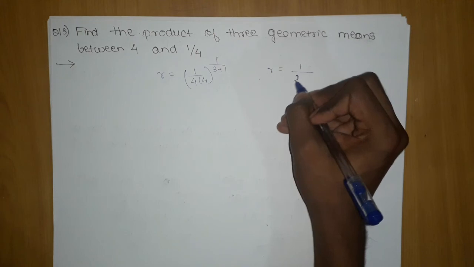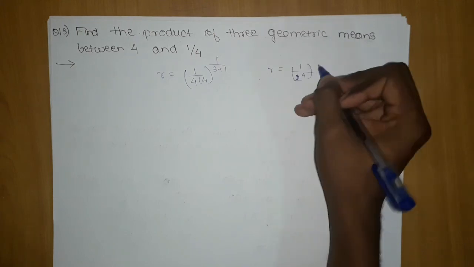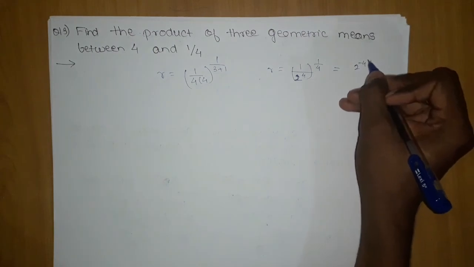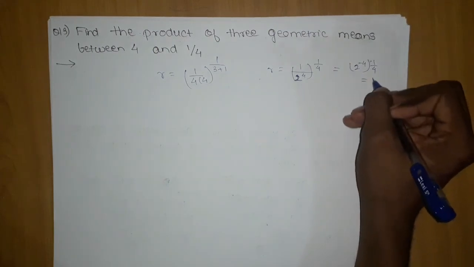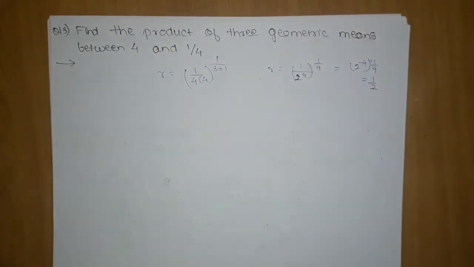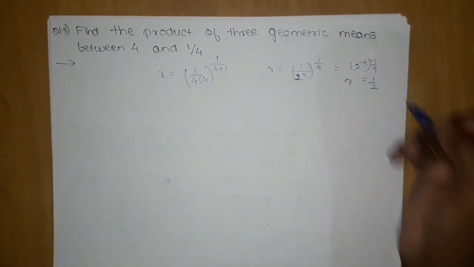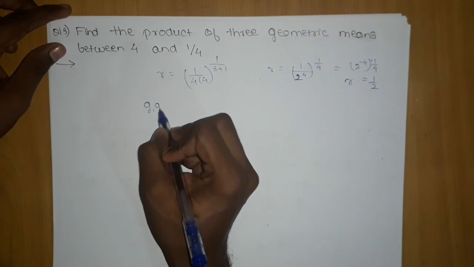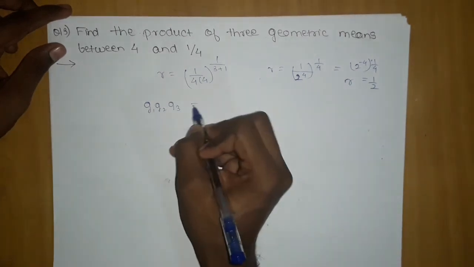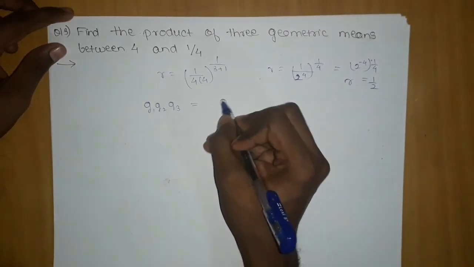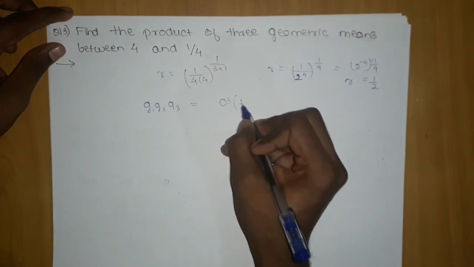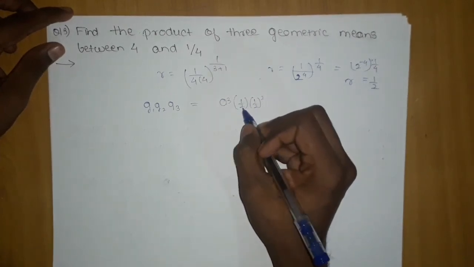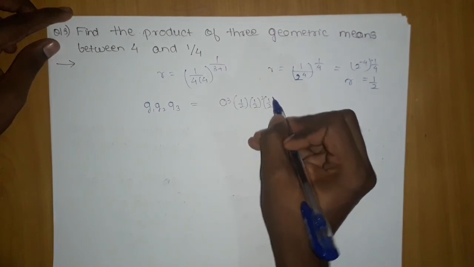16 is nothing but 2 to the power 4, to the power 1 by 4. So we are getting 2 to the power minus 4, to the power 1 by 4, nothing but 1 by 2. So we got r equals 1 by 2. Now we want to find g1, g2, g3. So g1 into g2 into g3 will be nothing but a cube into 1 by 2 into 1 by 2 square into 1 by 2 cube.